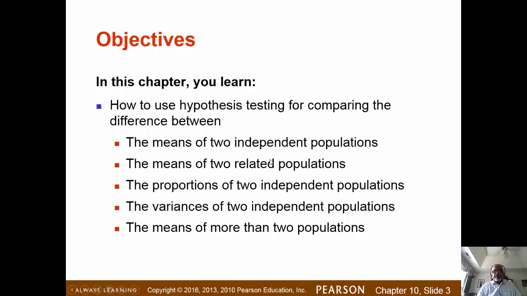So the objectives here, as I said, we look at two populations of means, proportions, and variance. So there are three things: two population means, two population proportions, two population variances. But when it comes to two population means, there are two different scenarios we're going to look at. One where the samples are completely independent, and a second scenario where the samples are not independent, kind of related. So there are two versions of two population means, one version of population proportion, and one version of population variance. So those are the two population cases. And then finally we'll end the chapter with multiple populations, more than two.